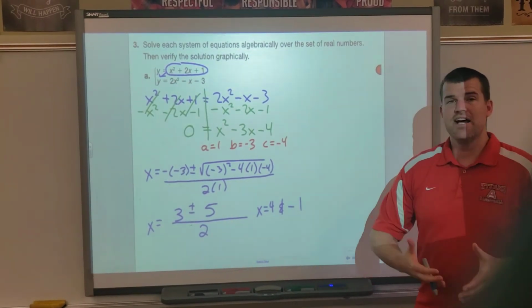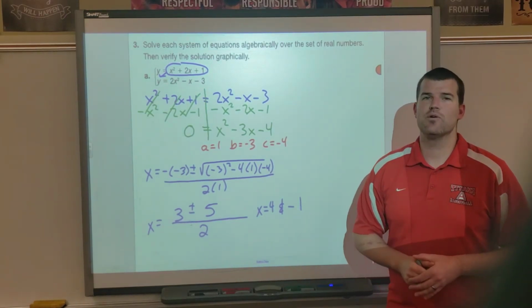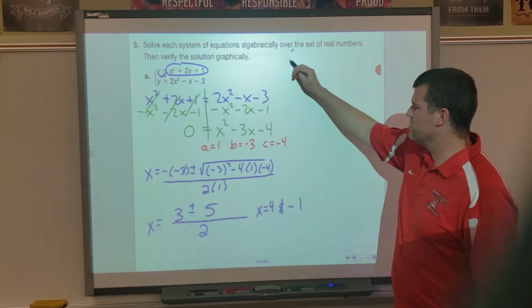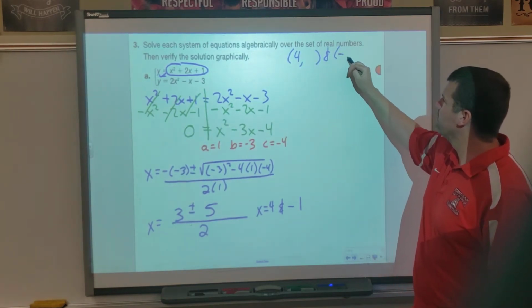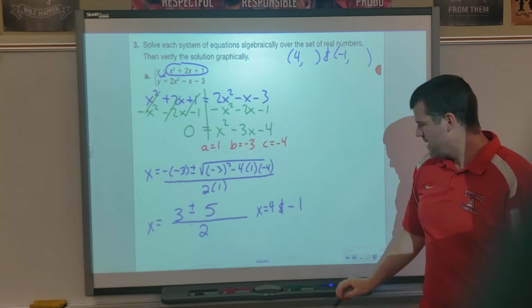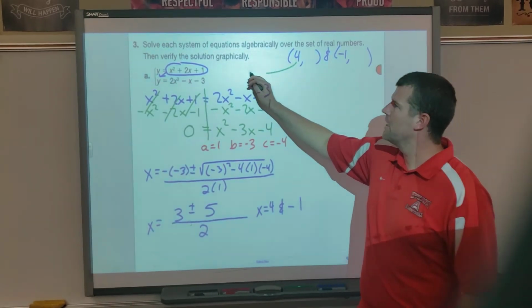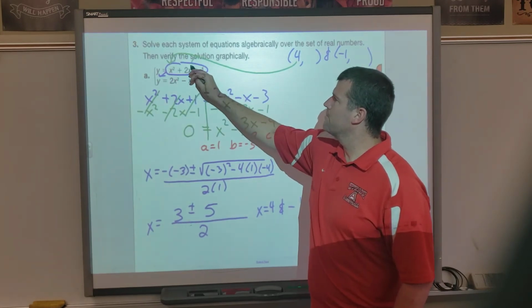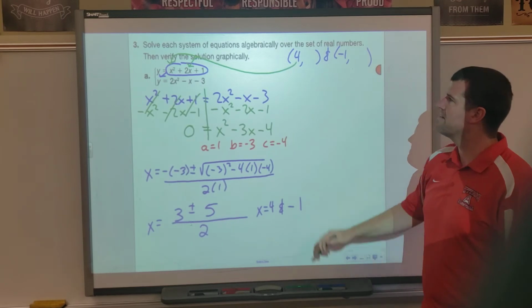Now, we are not done because what do we still need to find? We still need to find the y coordinate. So I know my solutions are going to be 4 comma something and negative 1 comma something. And to find the y coordinate, we're going to take our x and plug it in. Again, I can plug it into either equation. I'm going to choose the top one because it looks a little bit easier.